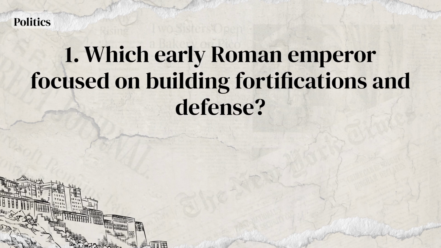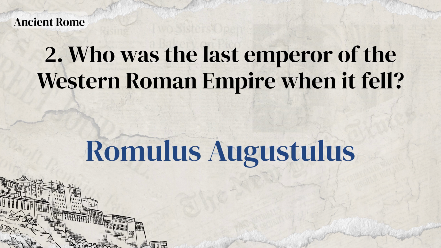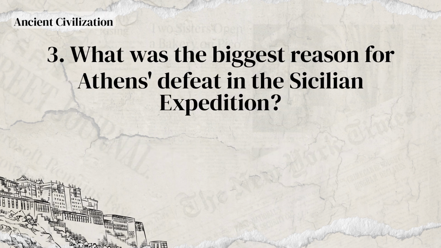Which early Roman emperor focused on building fortifications and defense? Hadrian. Who was the last emperor of the Western Roman Empire when it fell? Romulus Augustulus. What was the biggest reason for Athens' defeat in the Sicilian expedition?